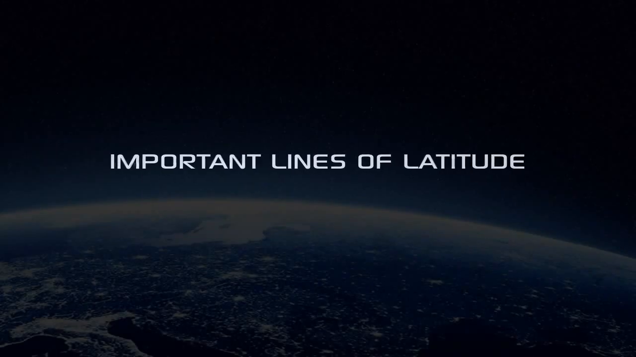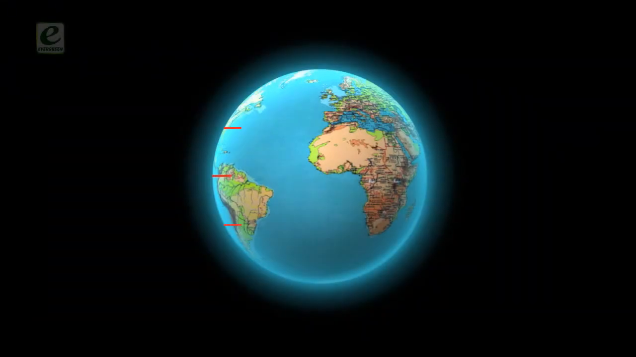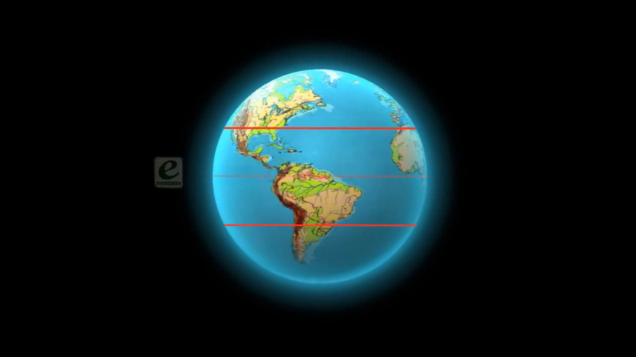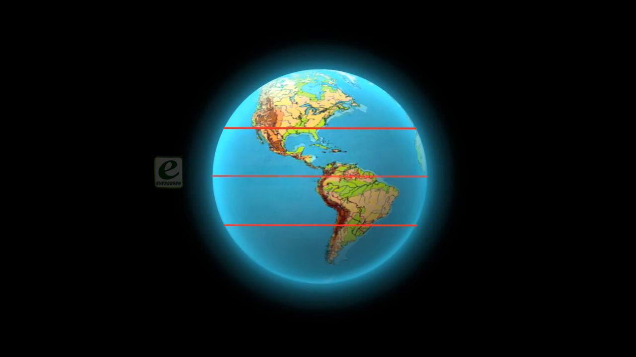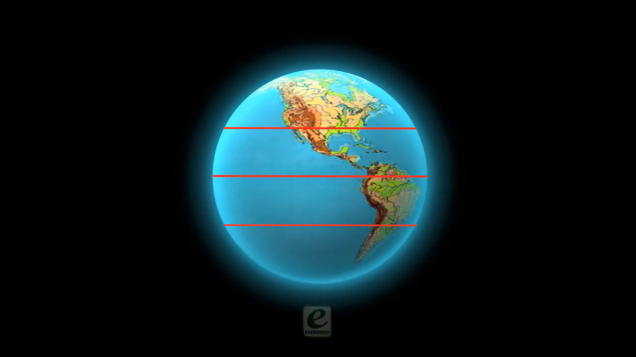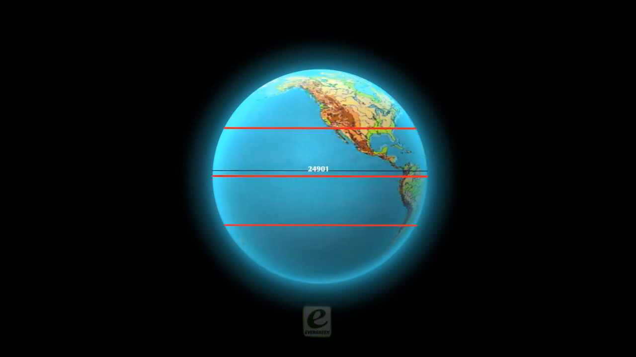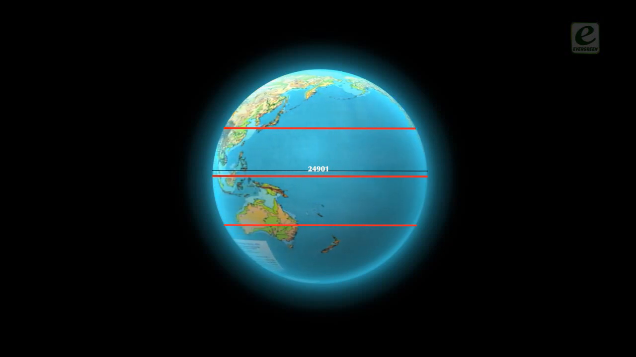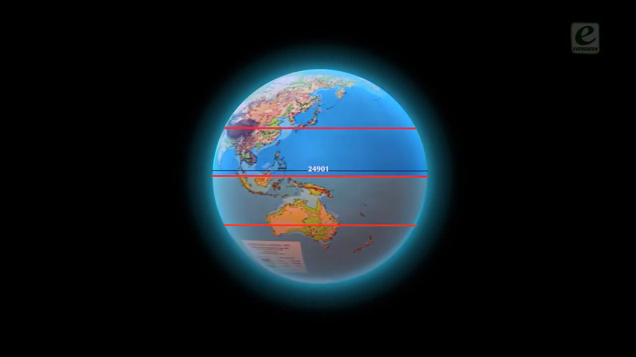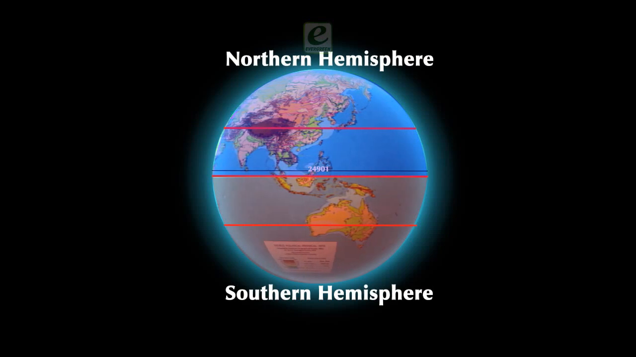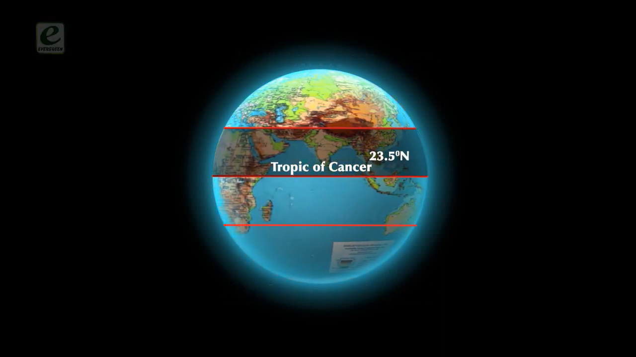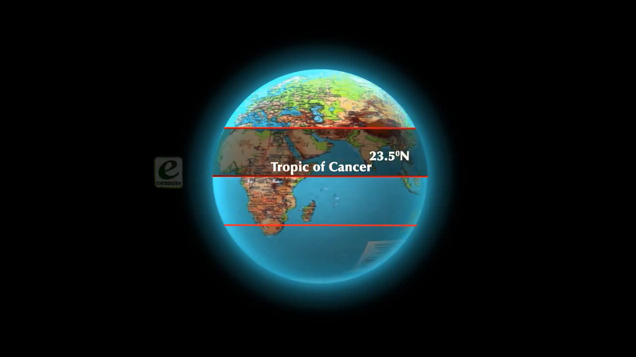Important lines of latitude. There are three significant lines of latitude. The equator, located at 0 degrees, is the longest line of latitude on Earth, 24,901 miles. It is the exact center of the Earth. It is also called the Great Circle as it divides the Earth into two equal halves, the northern and southern hemisphere. Tropic of Cancer. It is located at 23.5 degrees north.